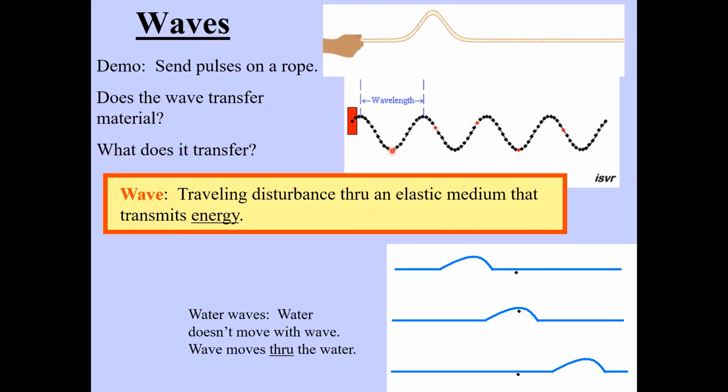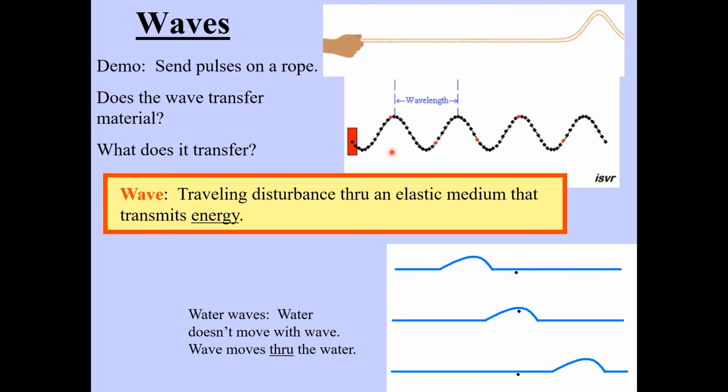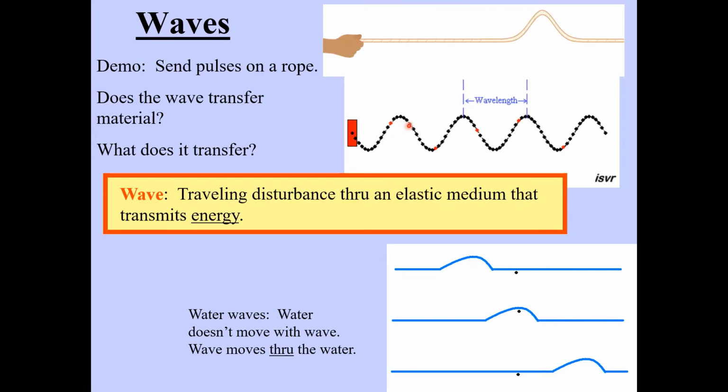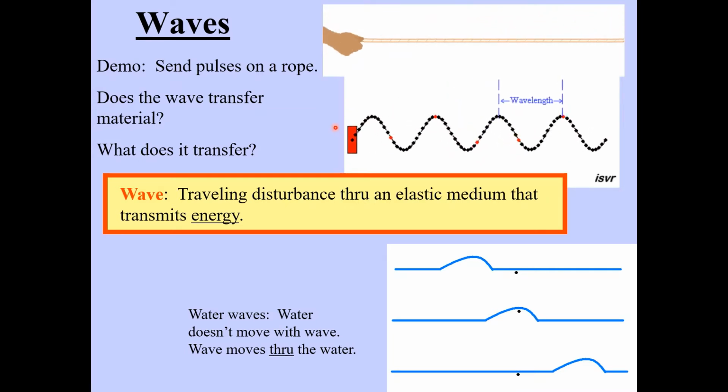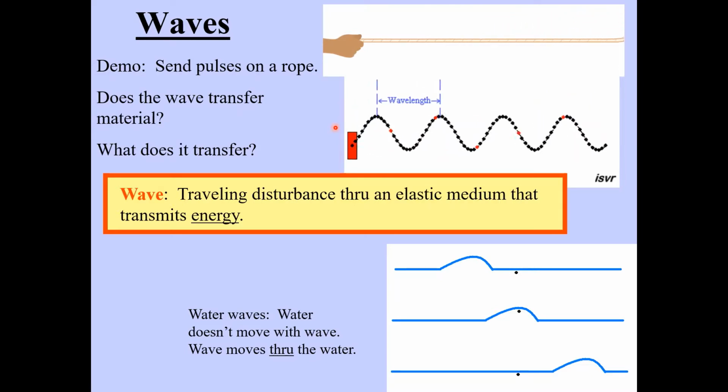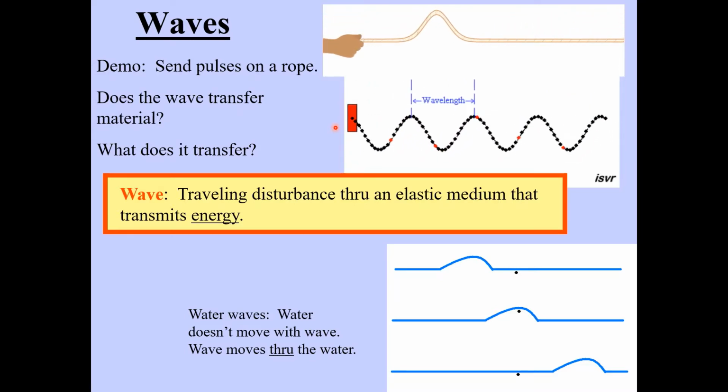And notice that if you watch one of those red beads, all the red bead does is go up and down. It does not move left or right. And this is the characteristic of what is called a transverse wave, which we will look at a little bit more in the next slide.